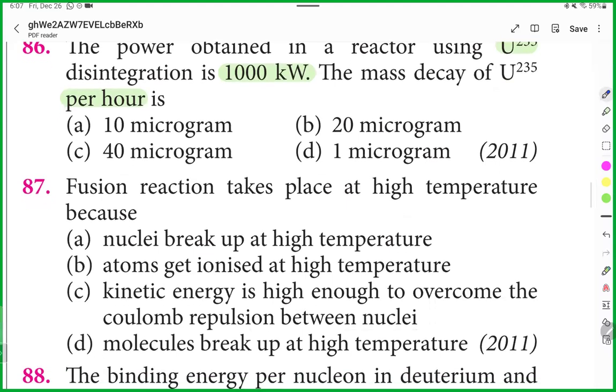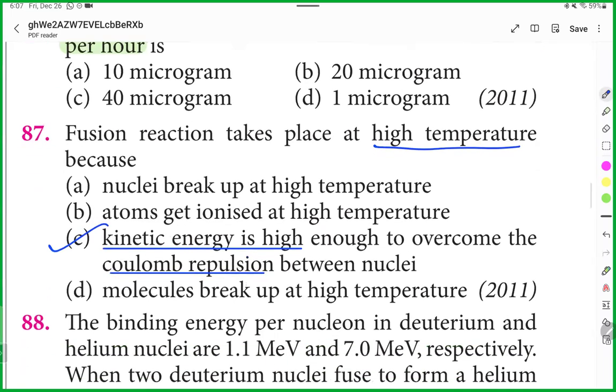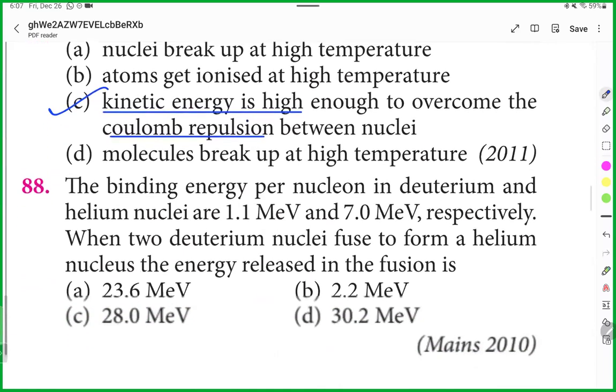Sania, 87th question. Fusion reaction takes place at high temperature because, I told this in class, you need high kinetic energy so it can overcome the Coulomb repulsion. Correct? It can overcome the Coulomb repulsion.